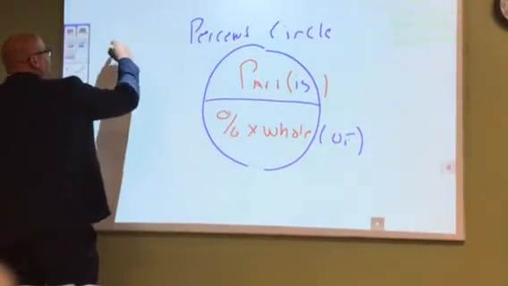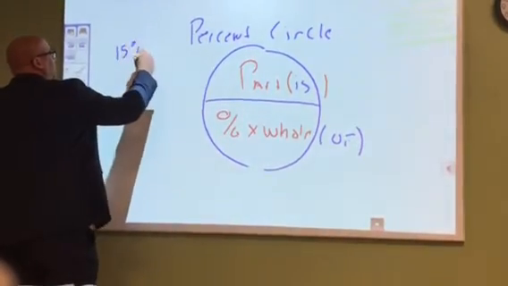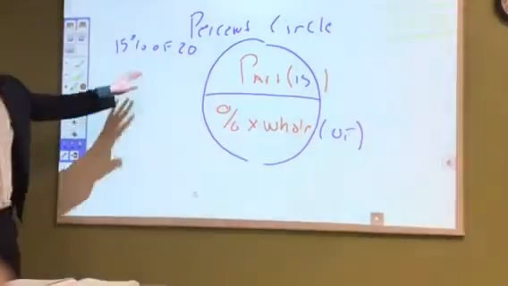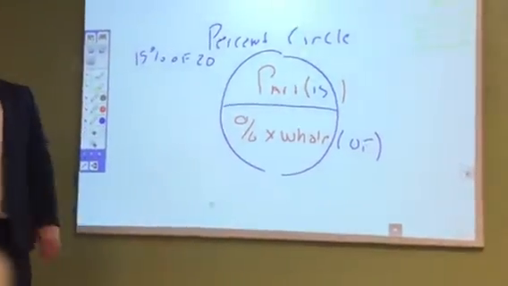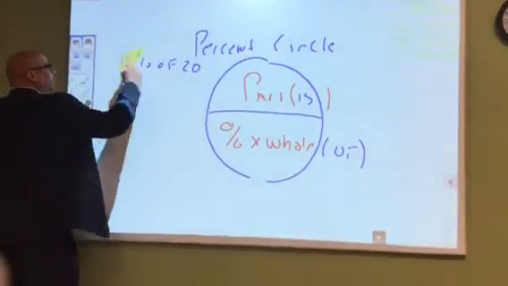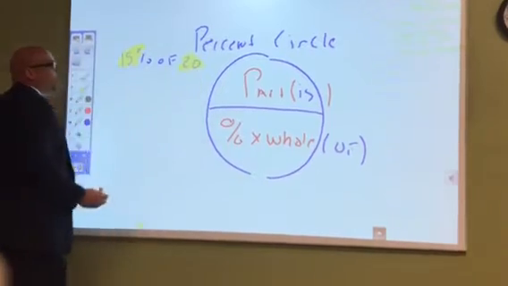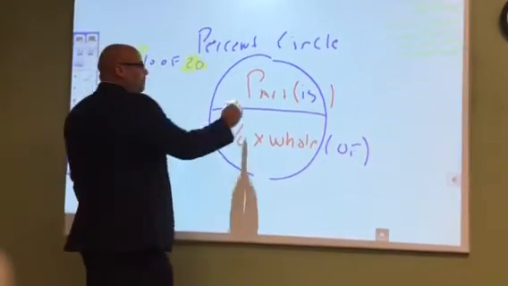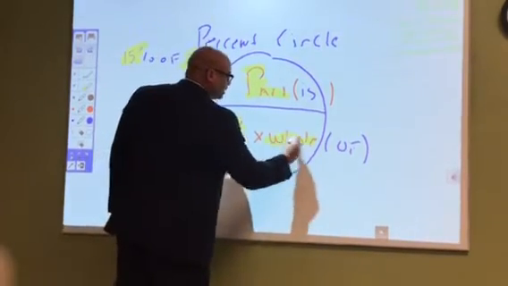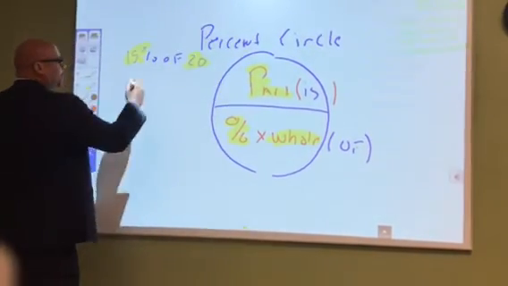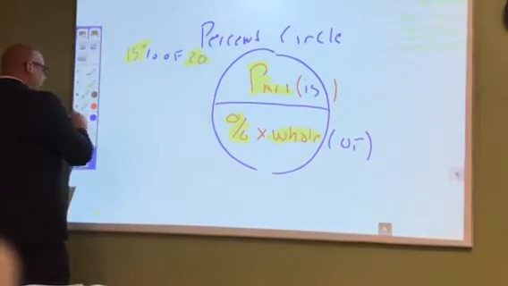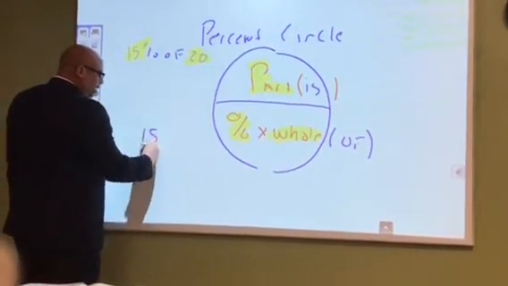So if I say 15% of 20, all I need to do is plug in the numbers. How many numbers do we see there on the board? Two numbers, right? 15 and 20, correct? So we need to plug the numbers into two of these places. Now we need to determine where they're going to go. Well, the 15%, where does that go? Top or bottom? Bottom.